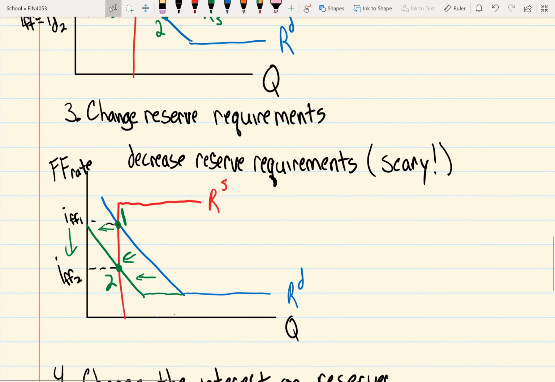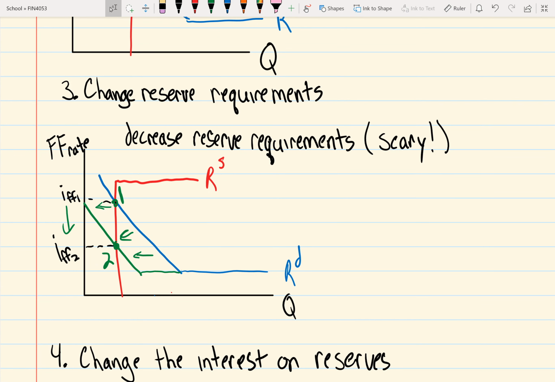This one would, instead of affecting supply, actually affect demand. Of course, if you are a bank and the Fed imposes a legal requirement on you to hold a certain amount, obviously that's going to determine what demand you have for those reserves. So by decreasing the reserve requirement, they do not have to keep as much on hand. They have less demand for the reserves. So this would effectively shift the blue curve to the left. And again, here, if we were at 1, it would move us to 2. And again, it would go from the 1 federal funds rate down to 2.